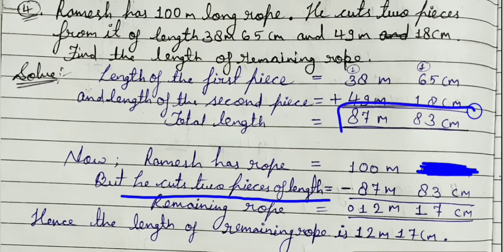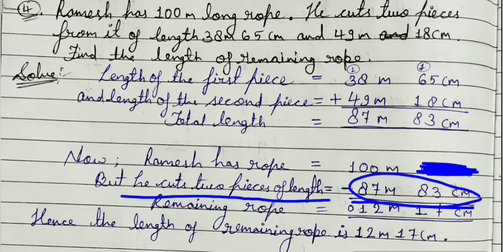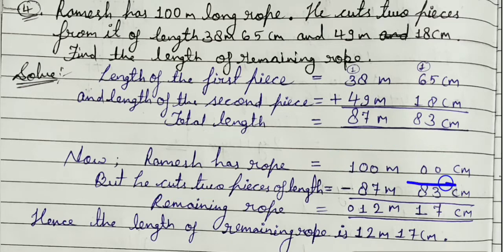It means that here we are talking about this length. So write here 87 meter and 83 centimeter. Now you can see the second part has two numbers, like 87 meter and 83 centimeter, but this has only one. So for balancing, here I wrote just 00.